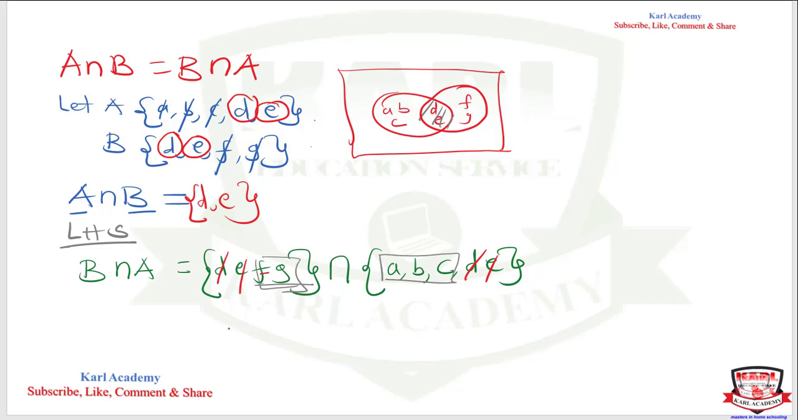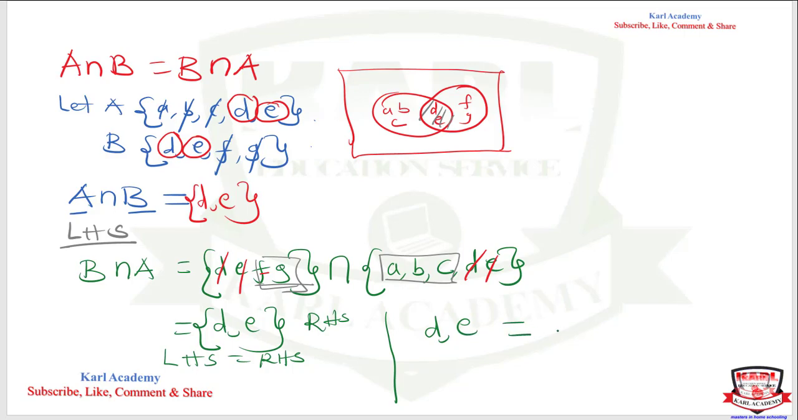So in the same intersection, we are getting again D and E. These are the elements that are intersecting, and this proves that our right hand side is the same as our left hand side. We are getting that the elements D, E are the same as D, E, and now we have proved that intersection is commutative. That is, A intersection B is the same as B intersection A. So we are done with that first property.